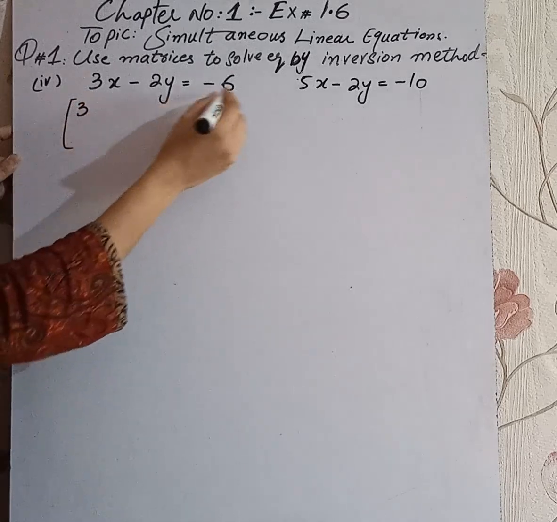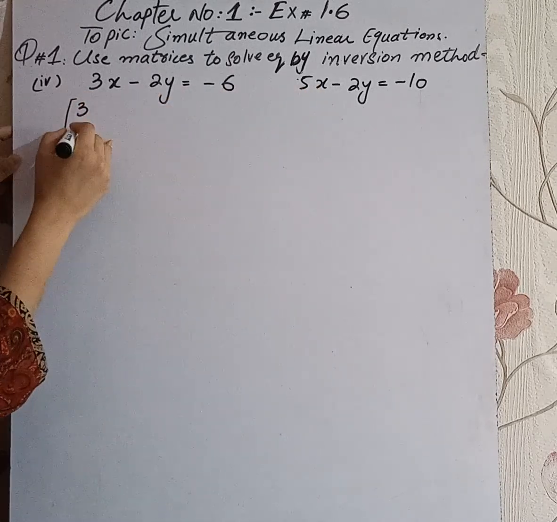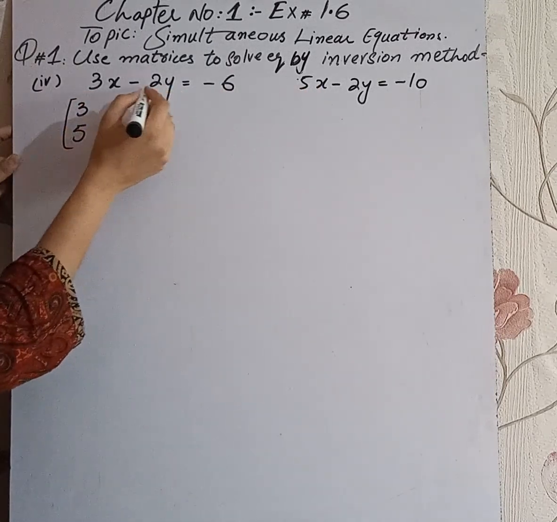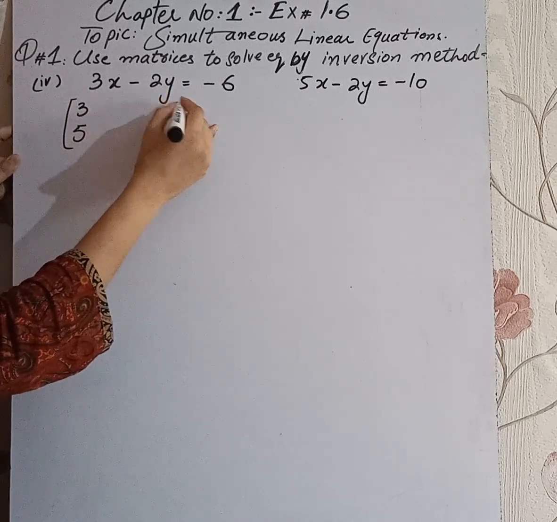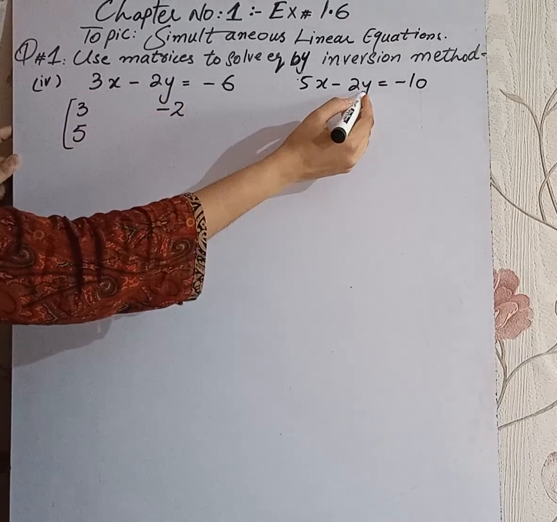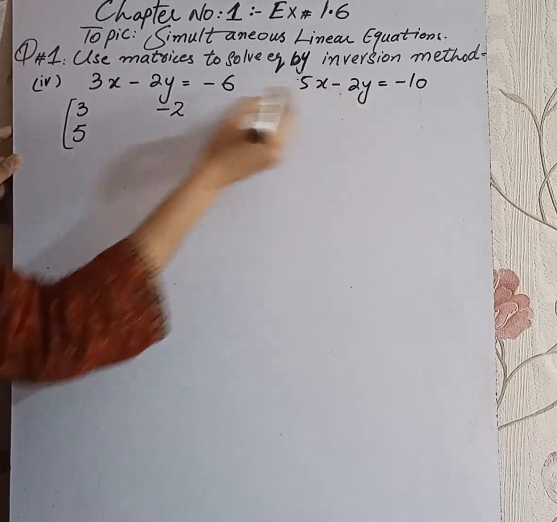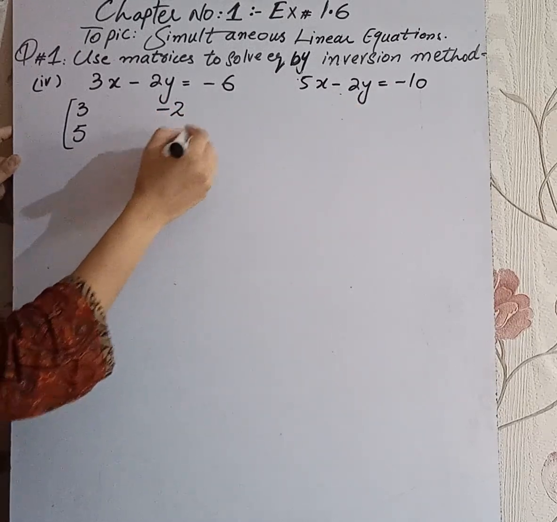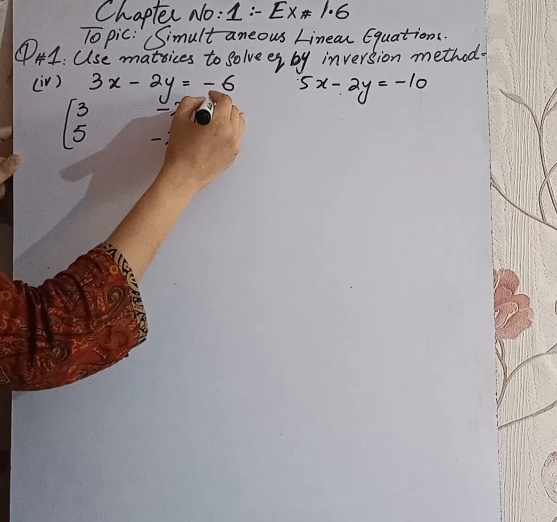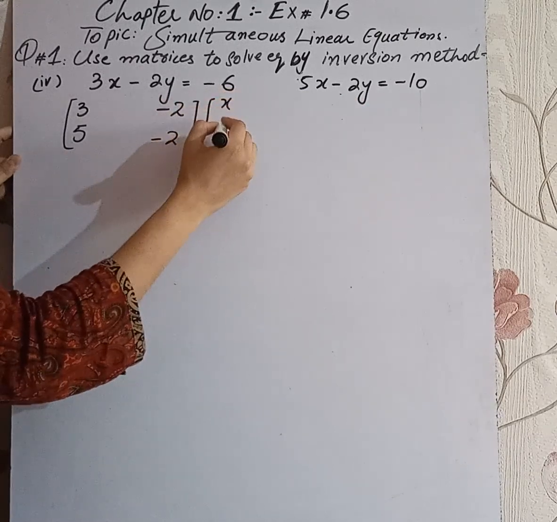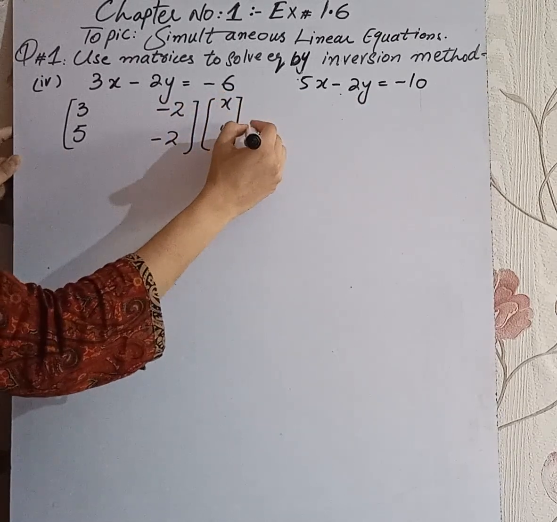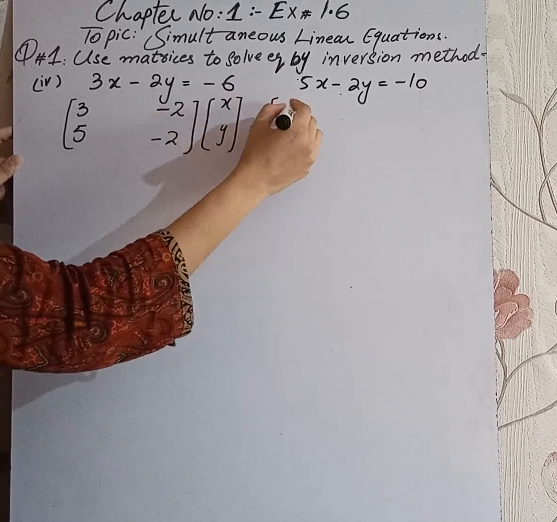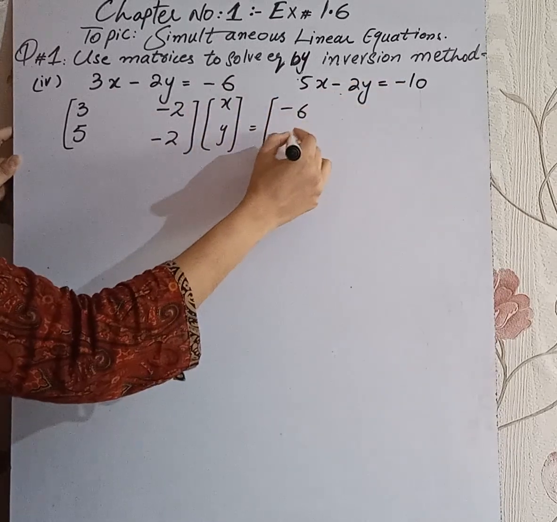Here the coefficient of x is 5. Here the coefficient of y is minus 2. Take care of the signs here. Here the coefficient of the variable y is minus 2. We will take care of the plus minus here. x, y are the variables, and this is equal to minus 6, and this equation is equal to minus 10.